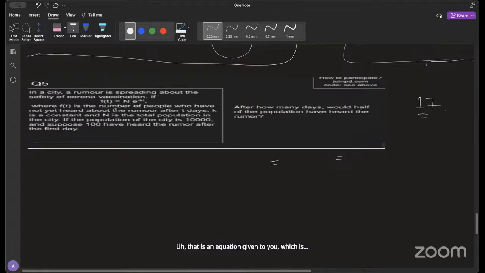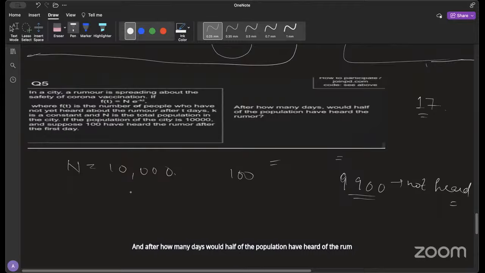This much not heard, right? Yes, ma'am. This is the not heard of the rumor. And after how many days would half of the population have heard of the rumor? So half of the population is 5,000. We'll come to that later.